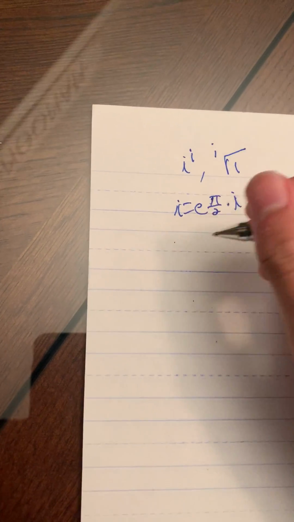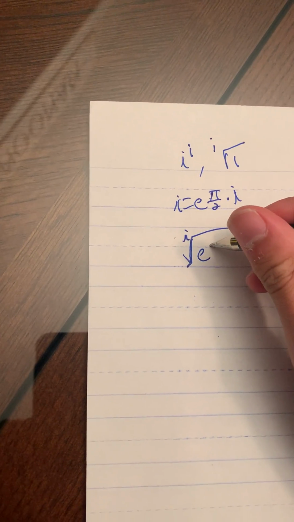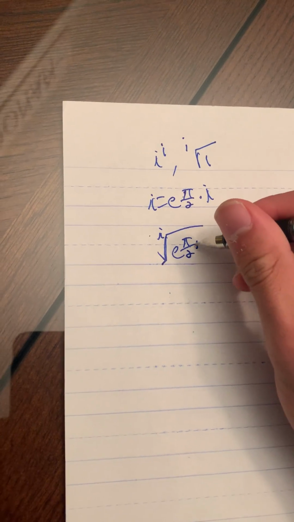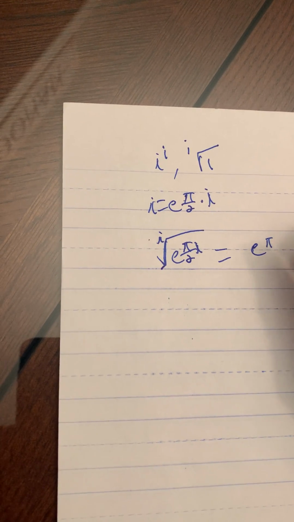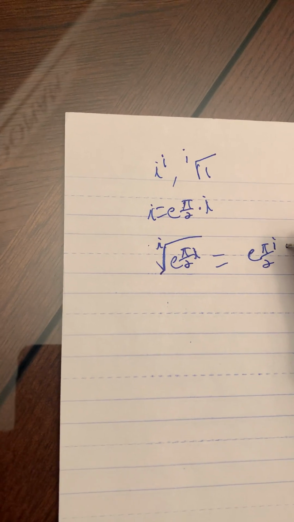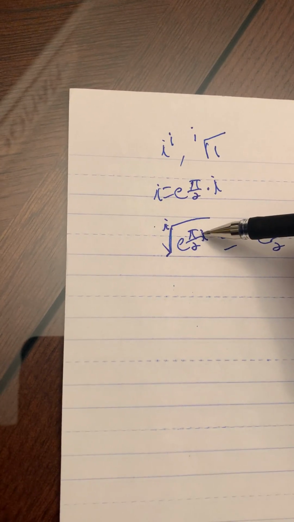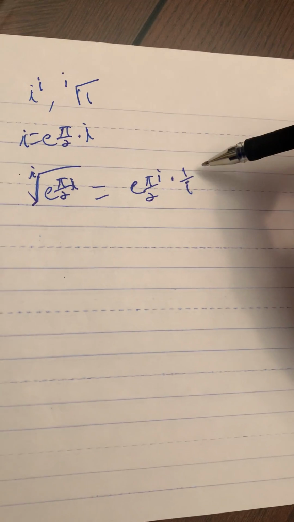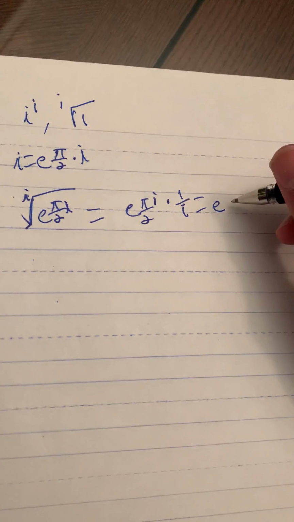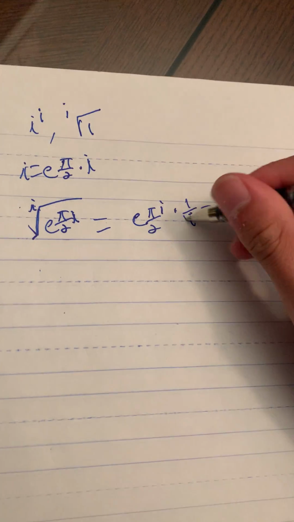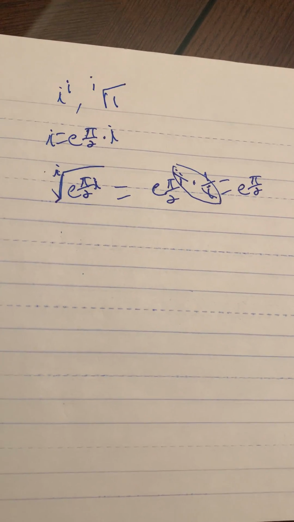So if i to the root of e to the pi over 2 to the i equals e to the pi over 2 to the i times 1 over i, because if it's i root of e to the pi over 2 to the i, then this i can be brought over here to i, or 1 over i, and this will equal e to the pi over 2, because these i's in here will cancel out. So now you have e to the pi over 2.